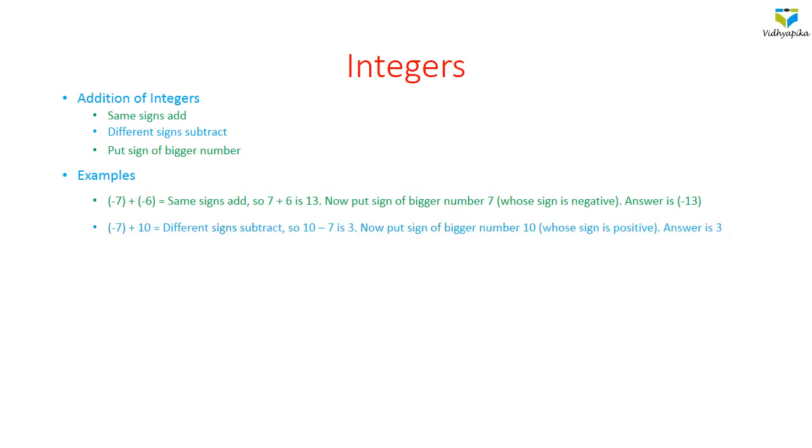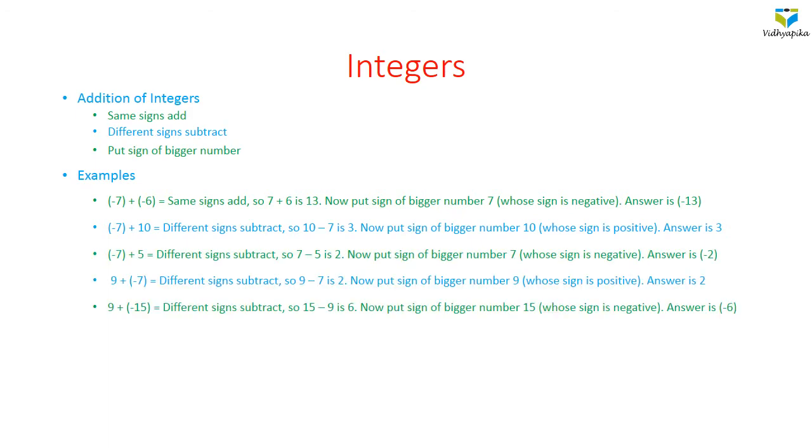Let us try one more. Negative 7 plus positive 10. Here the integers have different signs. Different signs subtract. So 10 minus 7 is 3. Now put sign of bigger number 10 whose sign is positive. Answer is positive 3. Read and understand the other examples now.